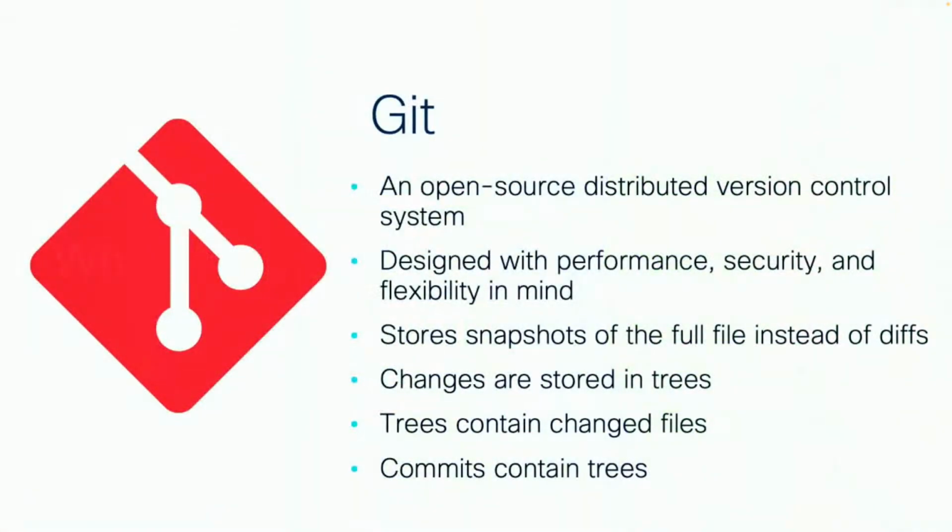So, what is Git specifically? Git is an open source distributed version control system. It essentially stores snapshots of your code. So, think of Git as the protocol that allows you to take these snapshots, right? And one thing that you need to understand about Git is that every time you do a snapshot, you take a complete copy of every single file. So changes are stored in trees, and trees contain changed files, and each commit contains these trees.